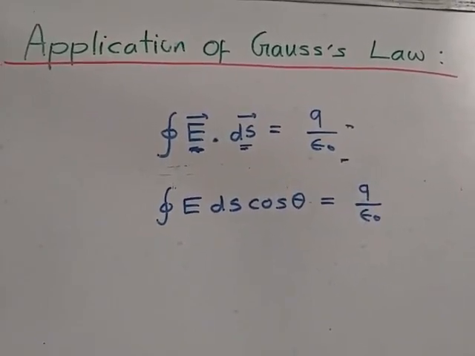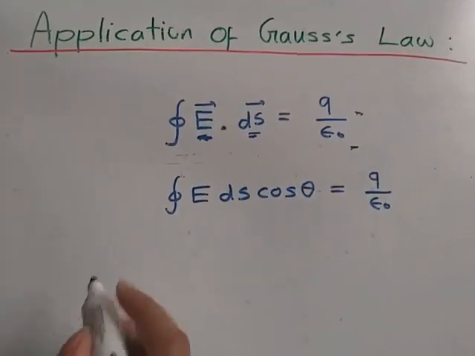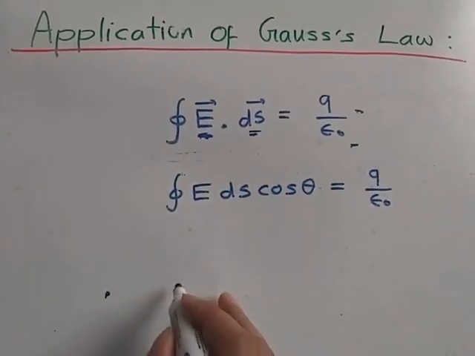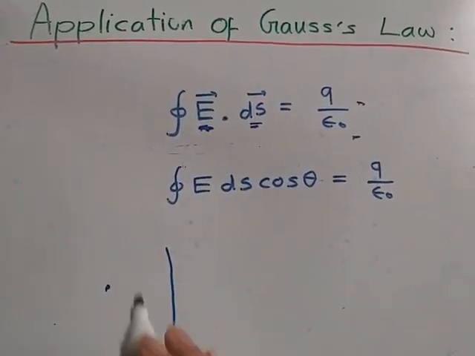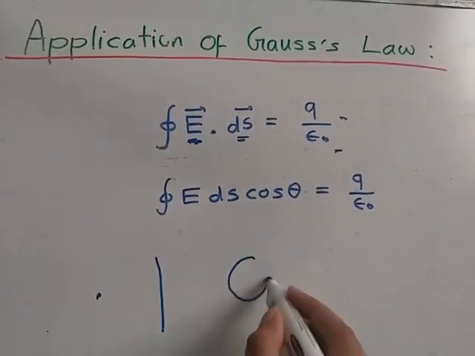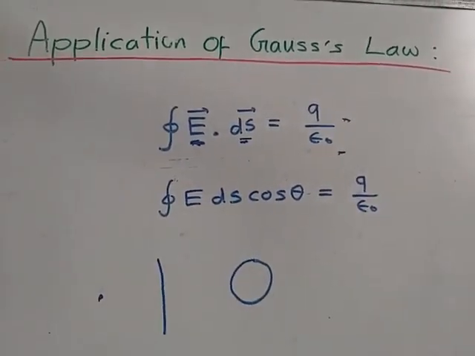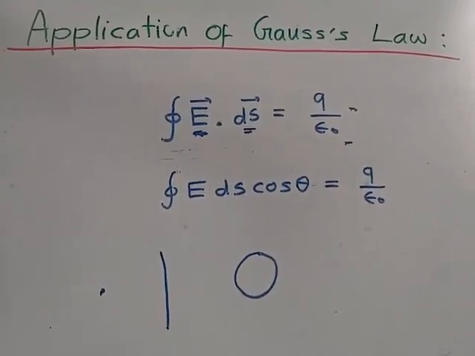So what are the different types of charge distribution? We already know it may be a point charge, it may be a line charge, that is a line containing a constant charge, it may be a spherical shell, or a solid sphere, and so on.